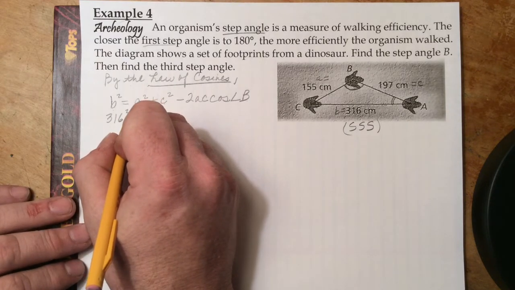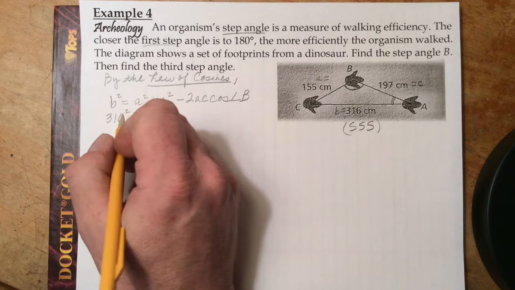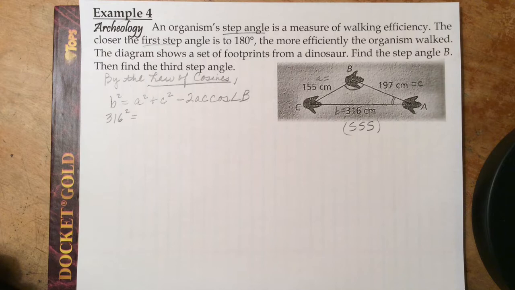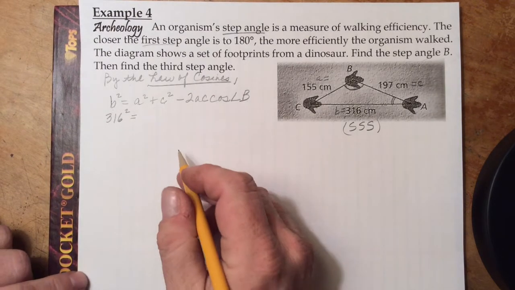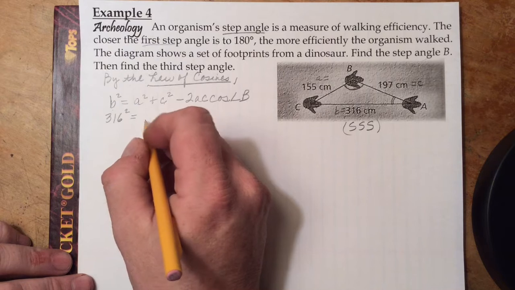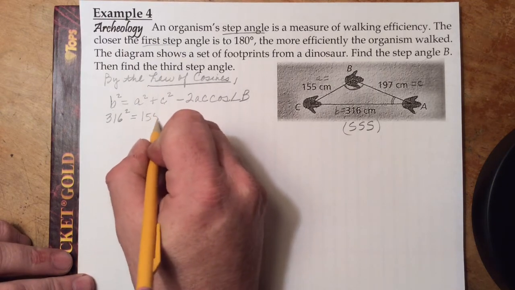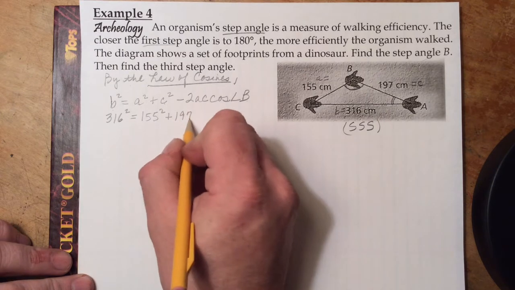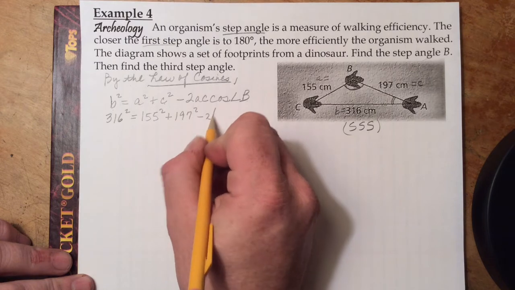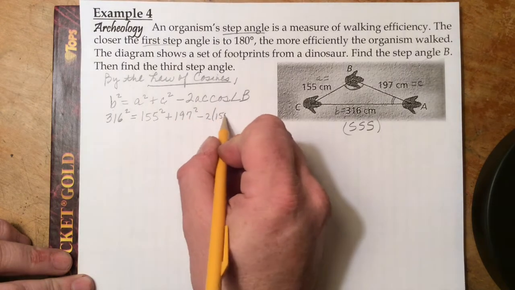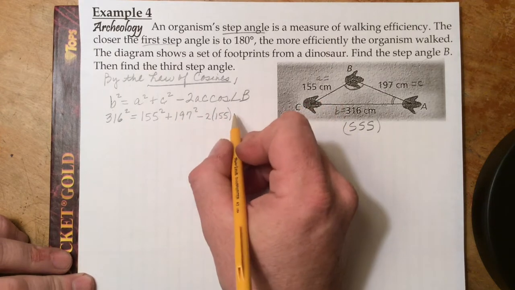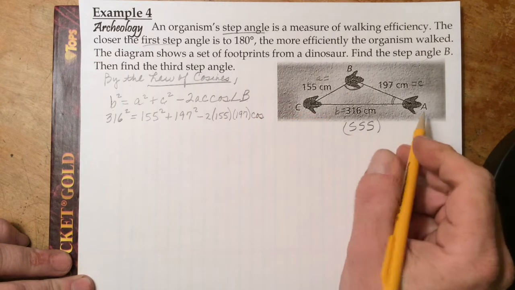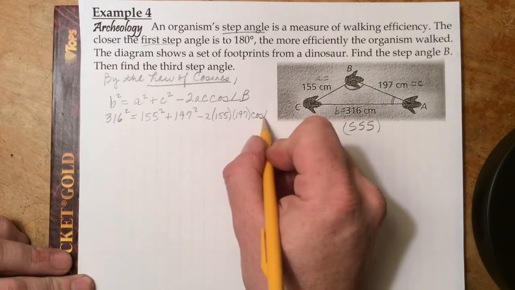Squared, and then we have 316 squared equals a squared. Let's see, a is 155 squared plus c, lowercase c, side c is 197 squared minus 2 times a, which is 155, times c, which is 197, times the cosine of angle B, which is what we're looking for.